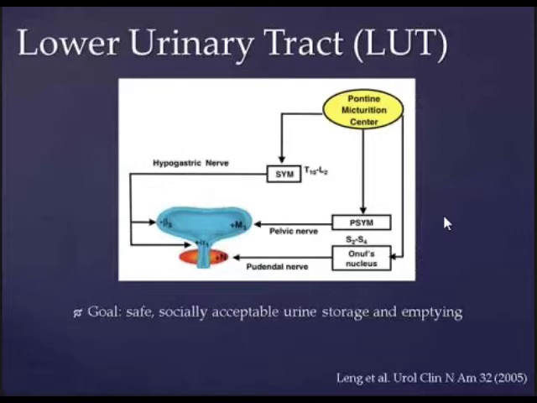And then we have Onuf's nucleus, which is always a cool thing. Some people call it the spinal micturition center, and that's our somatic nerves with the pudendal, and they, of course, do the external urethral sphincter. So the goal of any person should be to have safe, socially acceptable urine storage without incontinence and the ability to empty at will.